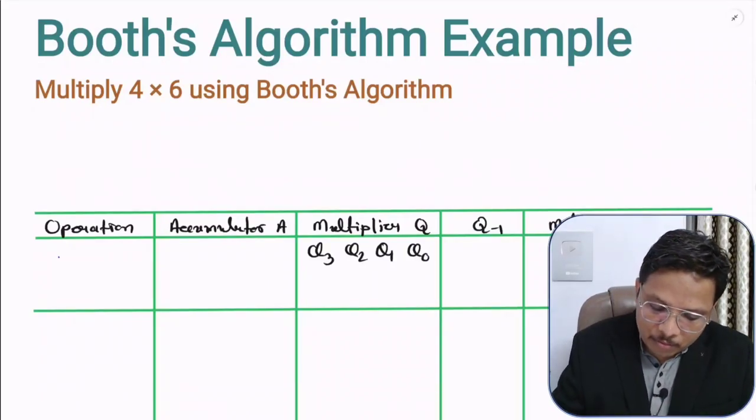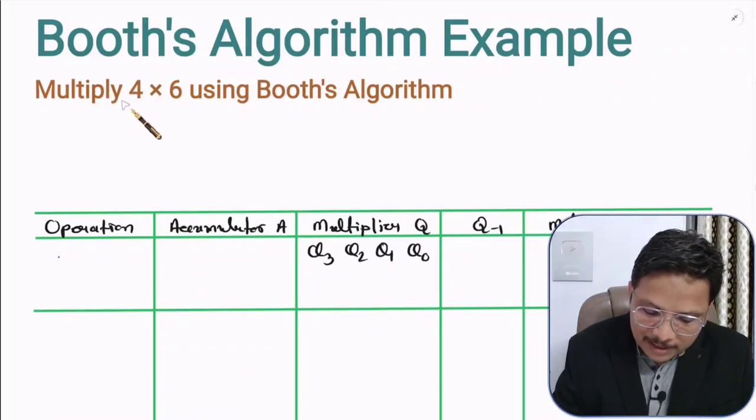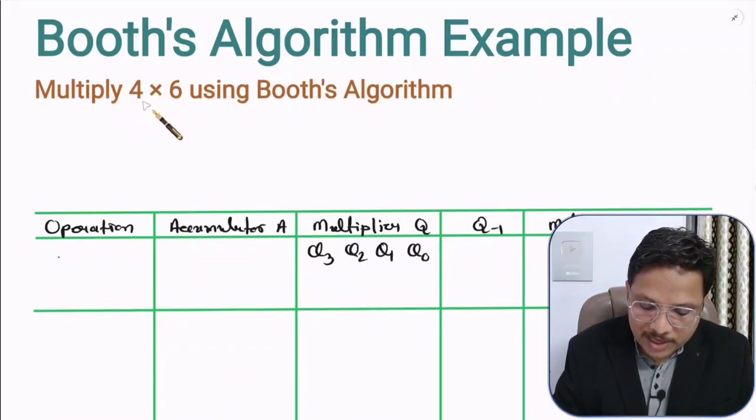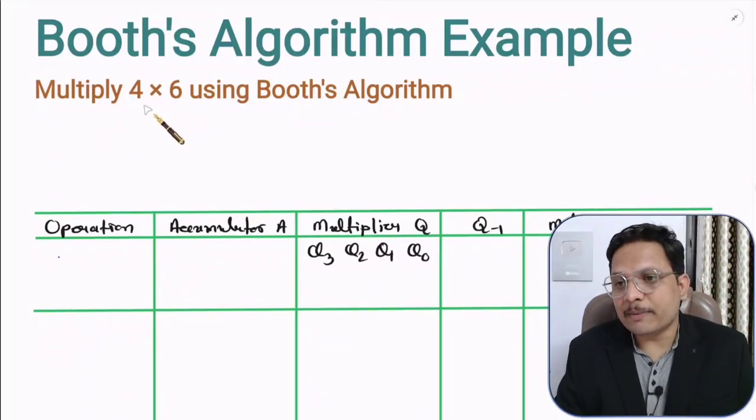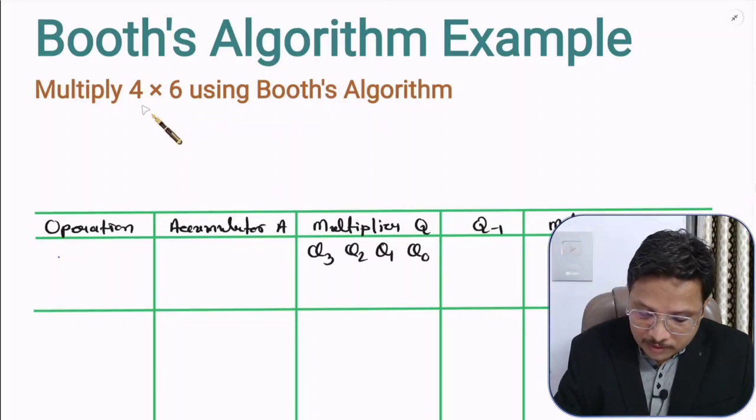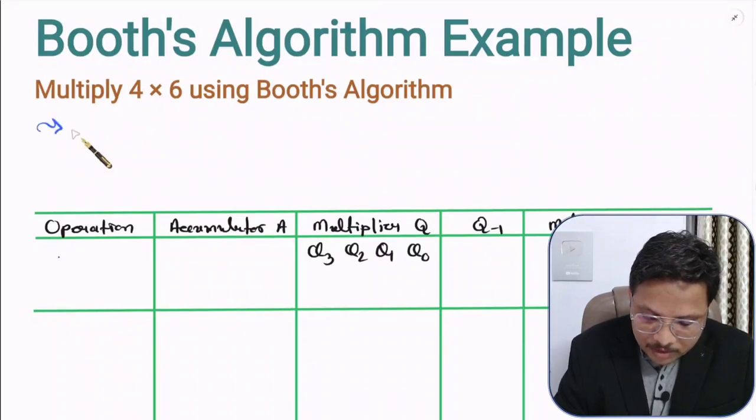Booth's algorithm is used for multiplication of two numbers. We are multiplying 4 and 6 here. I first need to represent these in binary form. 4 is the multiplier and 6 is the multiplicand. So let me write the multiplier as plus 4 first.